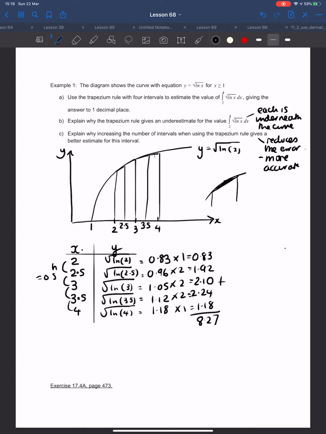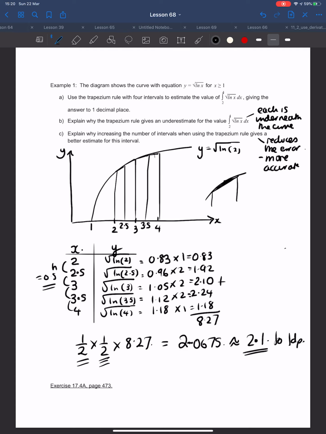Yeah. Okay, so it's actually a half times a half times 8.27. So a half from the formula and a half from that. A half from the formula times 8.27, which is 2.0675. So it's approximately equal to 2.1. So 1 dp. Okay.